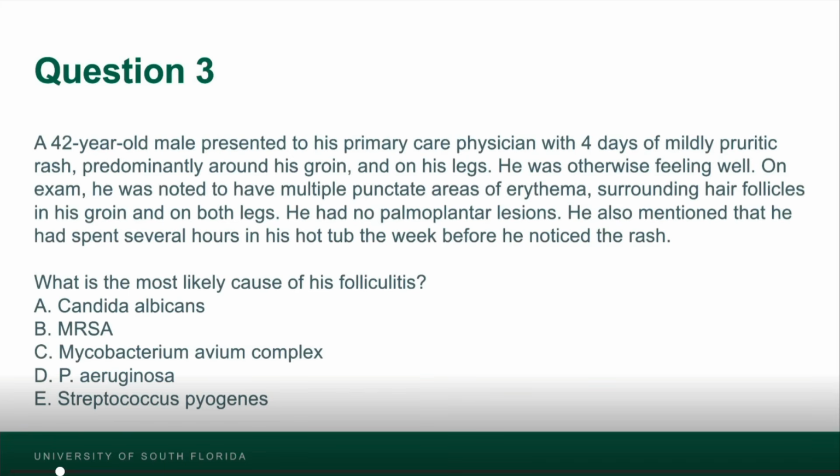Okay, so another question. Can you read it for us? A 42-year-old male presented to his primary care physician with 4 days of mildly pruritic rash, predominantly around his groin and his legs. He was otherwise feeling well. On exam, he was noted to have multiple punctate areas of erythema surrounding hair follicles in his groin and on both his legs. He had no palmoplantar lesions. He also mentioned that he had spent several hours in his hot tub the week before he noticed the rash. What is the most likely cause of his folliculitis?